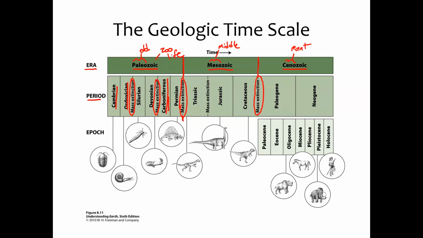It's no coincidence that the mass extinctions tend to happen at the boundaries between eras or periods. That's because we used when those mass extinctions happened to define when eras and periods started and ended. They were major events, so we used them to define Earth's timeline a little bit.